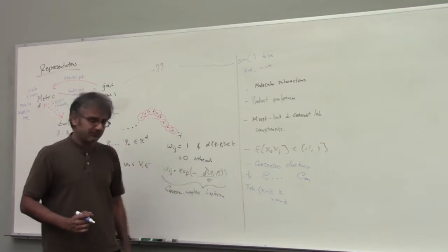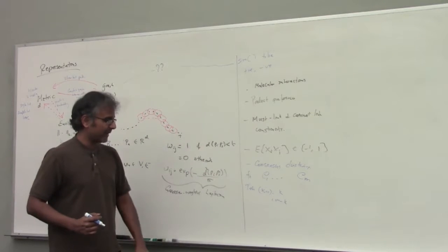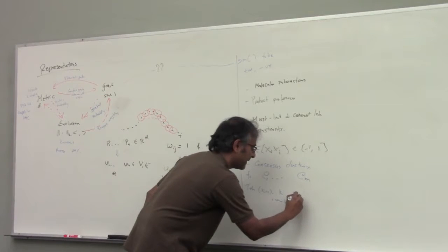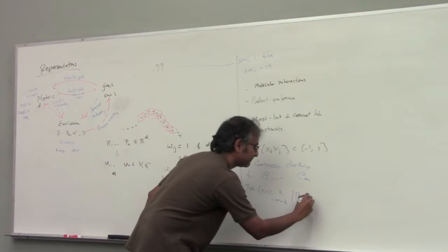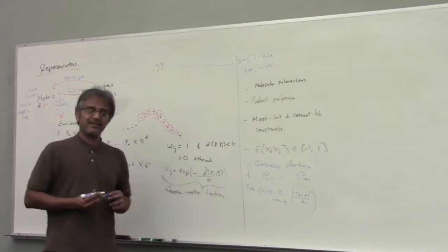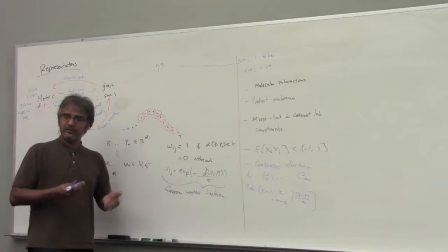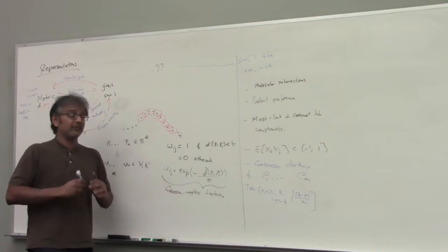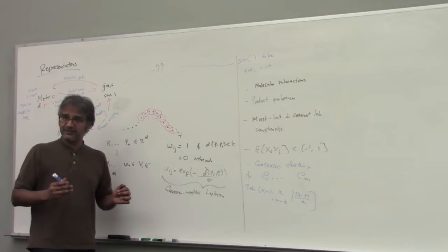Now, if you take the difference of these two, you can normalize this. So let's say you do something like 2k minus m divided by m. Right, so you normalize this. This is a number between 1 and minus 1. It's 1 if they're always in the same cluster. It's minus 1 if they're never in the same cluster.